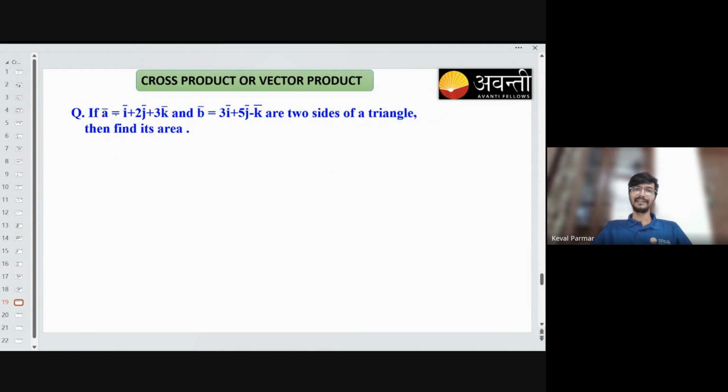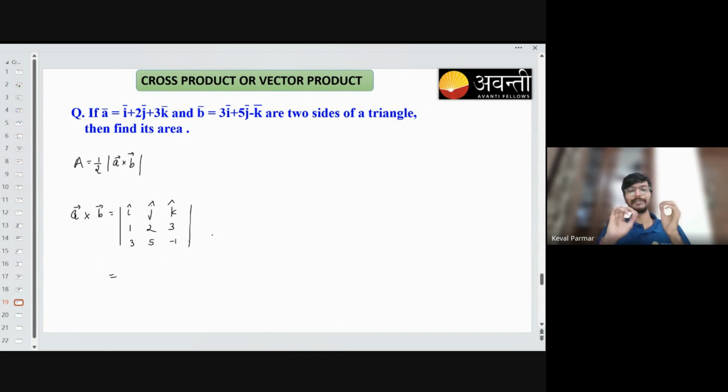It is given A vector and B vector are two sides of a triangle. Simple. So area will be half magnitude of A vector cross B vector. Now I want answers from you all. Just find A vector cross B vector from here by using the determinant, which will be i, j, k. A vector means 1, 2, 3, and 3, 5, minus 1. So first calculate this and get me A vector cross B vector. I'll give you 30 seconds, I guess. 30 seconds is enough. Your time starts now.